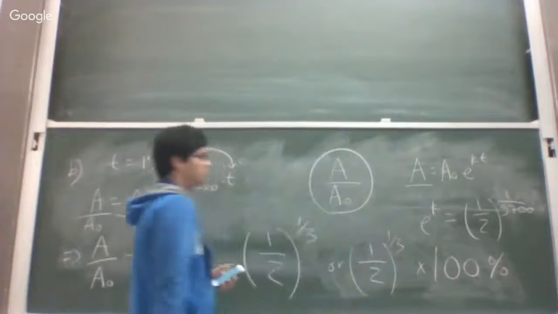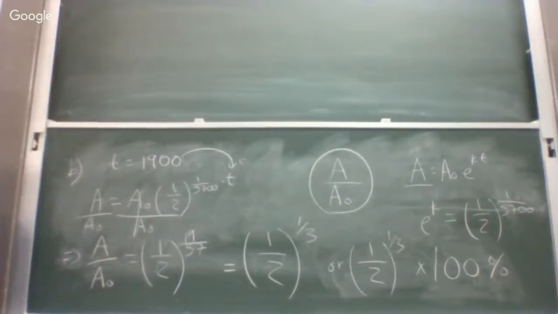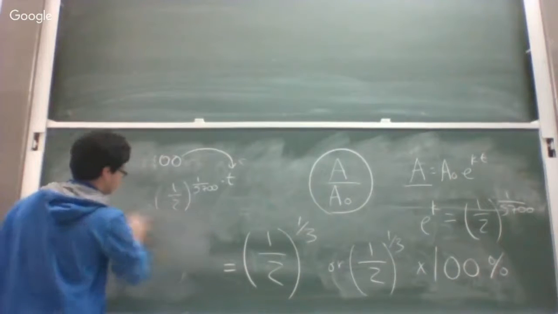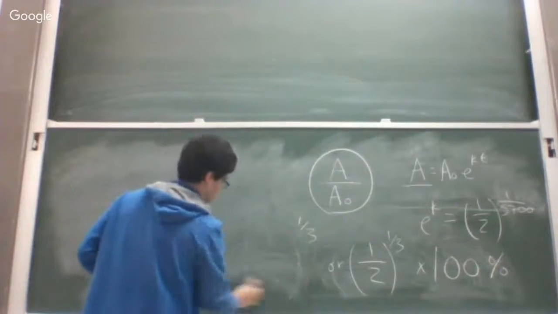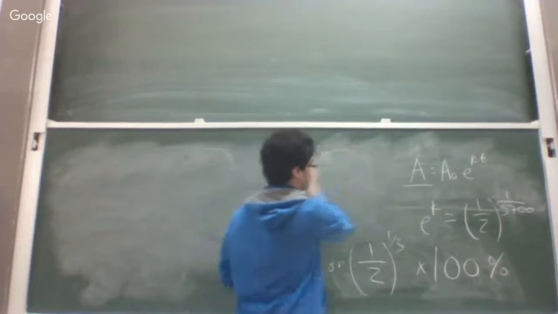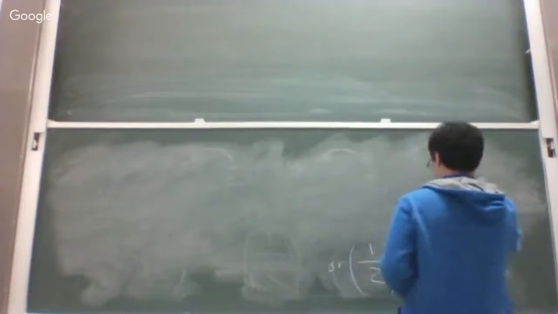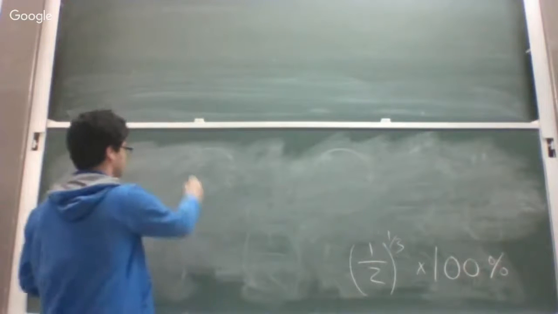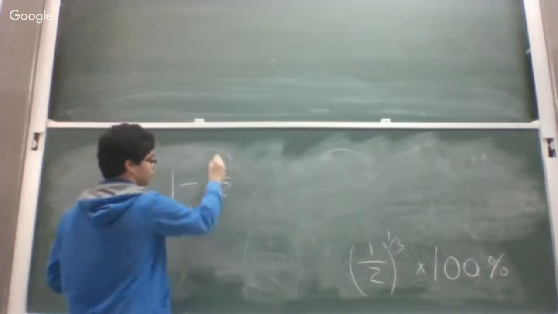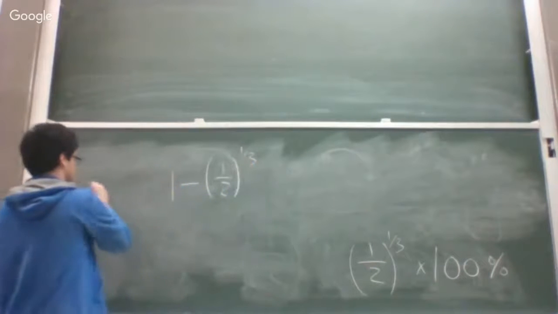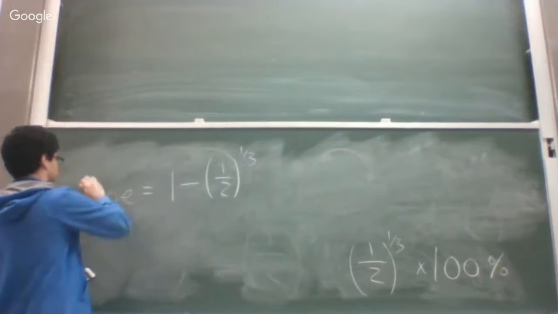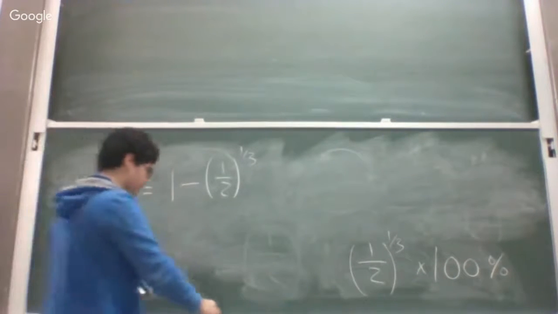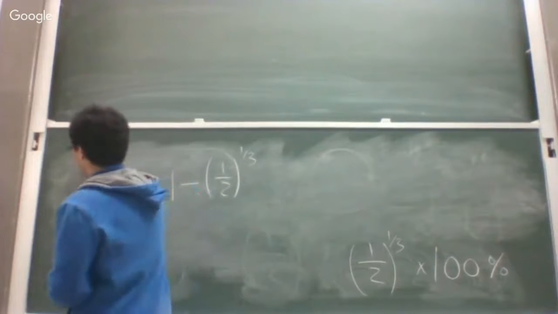Can I erase it? Once they ask for how much is left... if they were to ask for how much is gone, your answer would be 1 minus 1/2 to the 1/3. If they had asked what is gone, okay? So on your exam, they will probably ask what is gone.